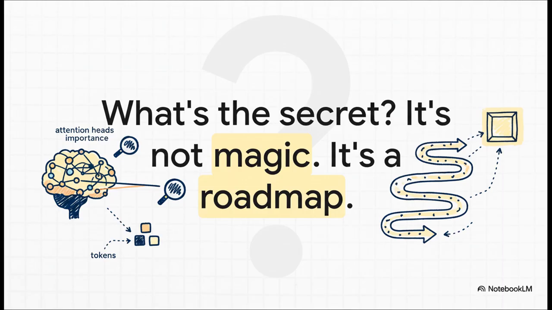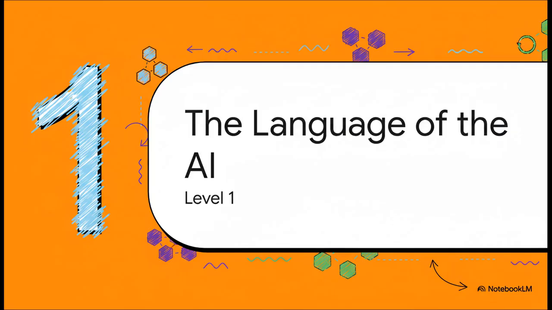There's a roadmap. If you want to get those truly insightful answers, you need to understand the map that exists inside the AI's mind, how it reads your words, how it thinks, and most importantly, how you can actually steer it. All right, let's dive into level 1.